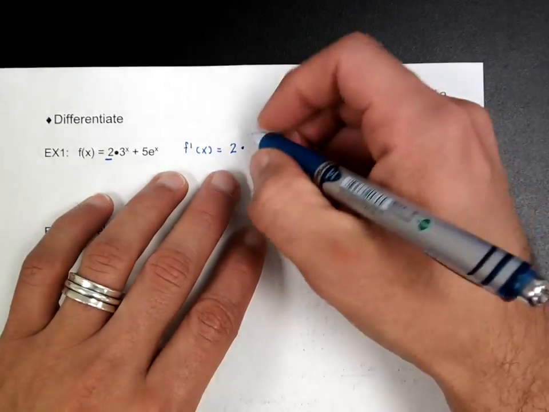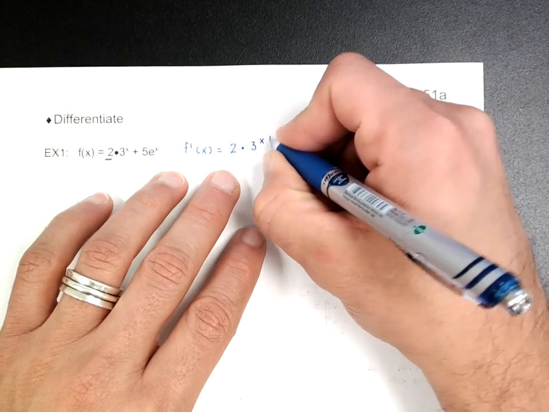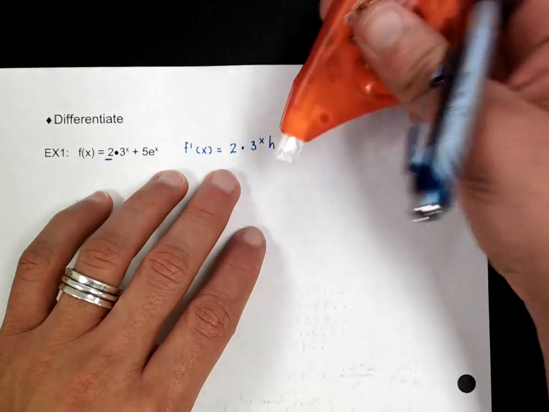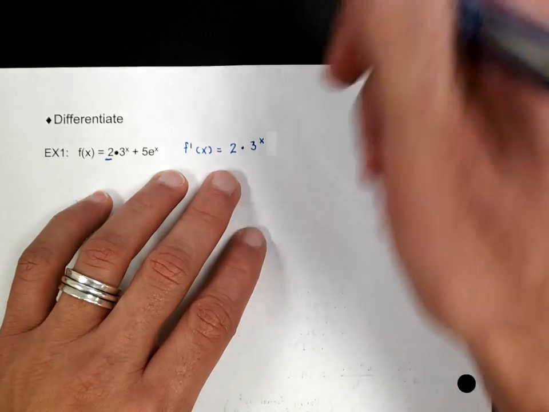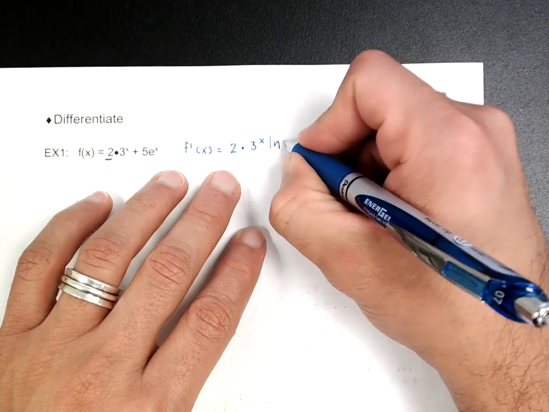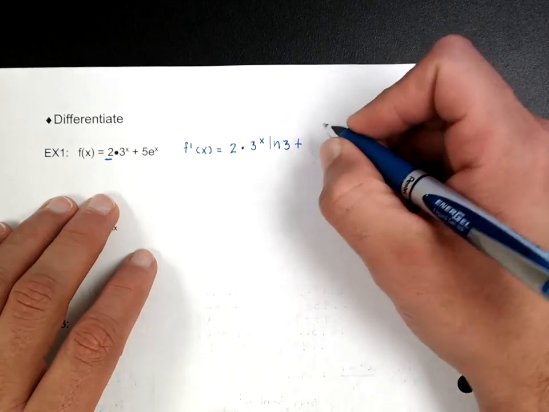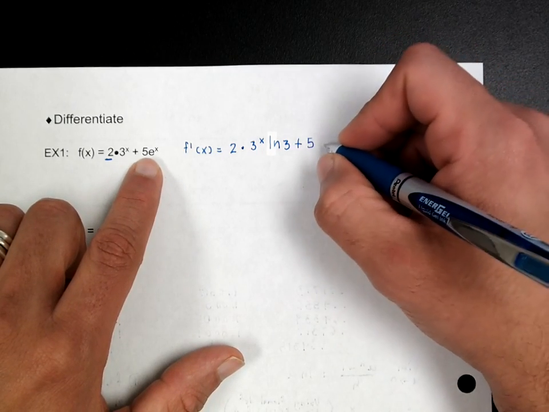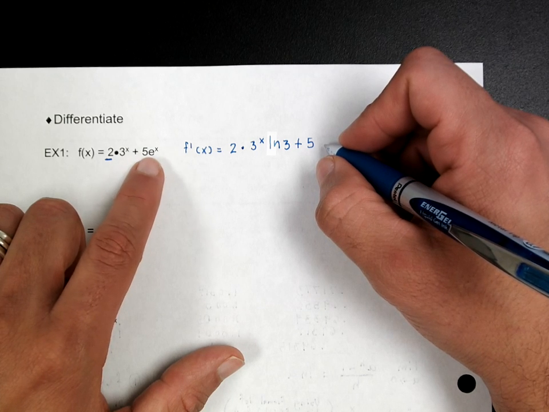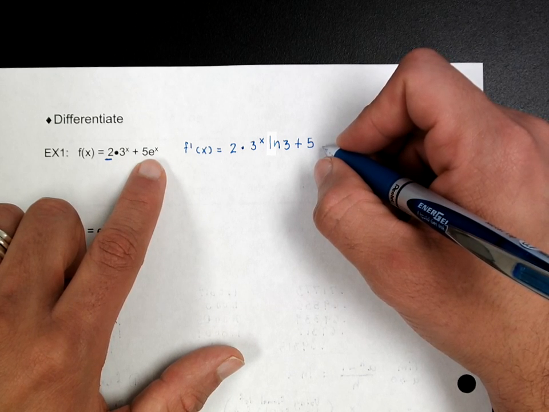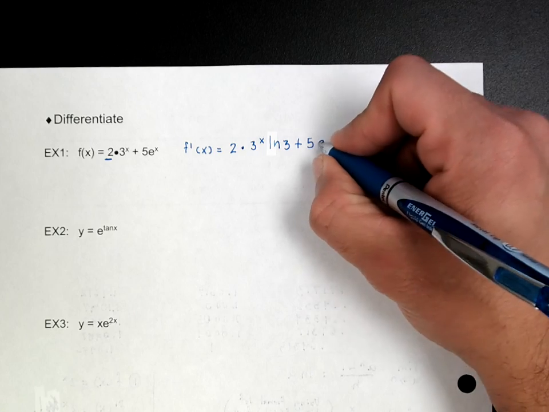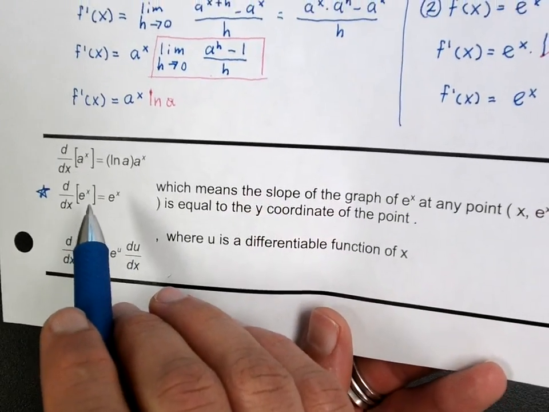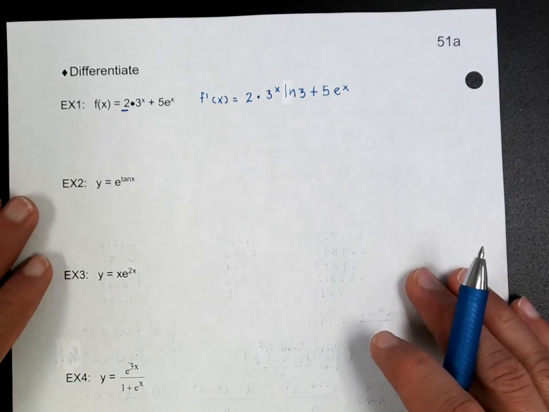This would be 3 to the x times the natural log of 3 plus the derivative of 5 e to the x would be 5 times the derivative of e to the x, if you go back and look at that formula, is just e to the x. So that didn't change at all. All right, so one more time, take a look at it. The derivative of e to the x is just e to the x, okay? So that's it for that.